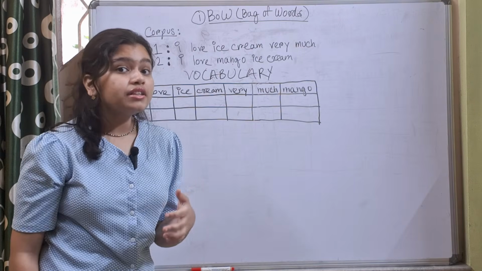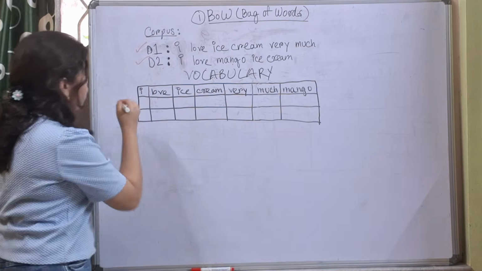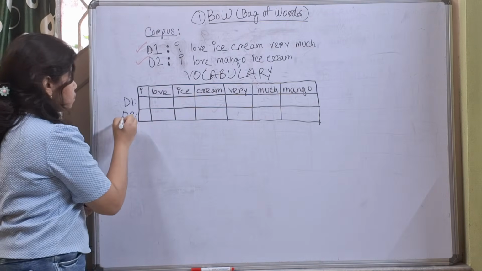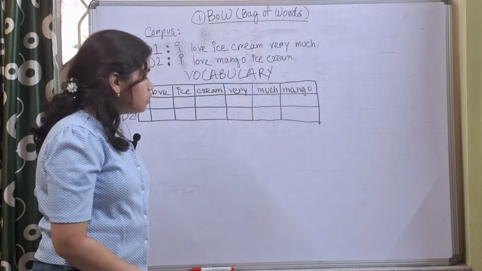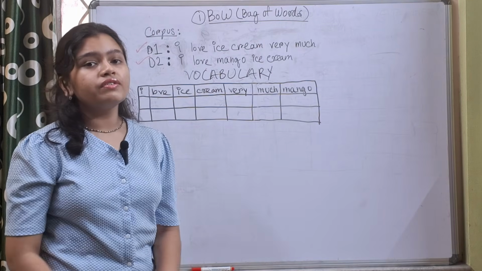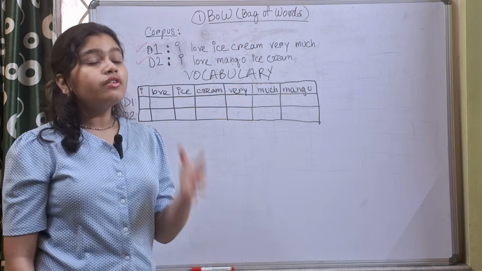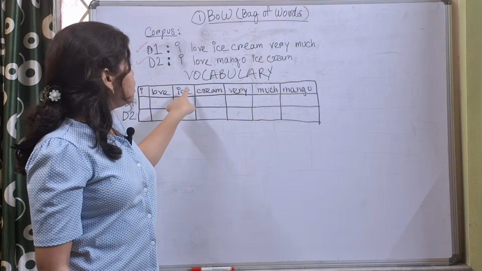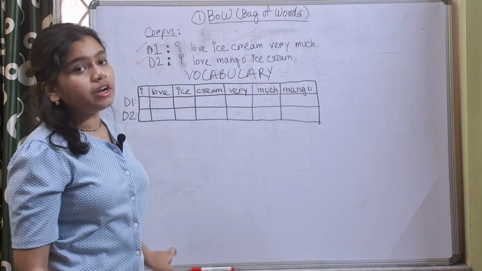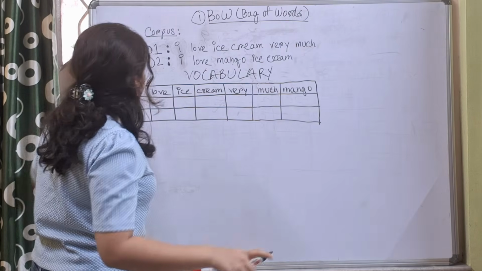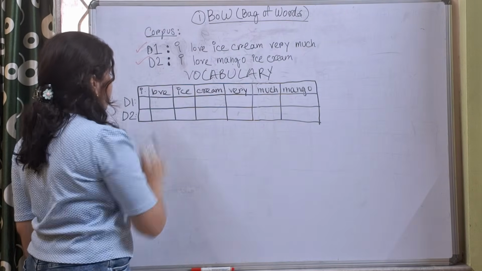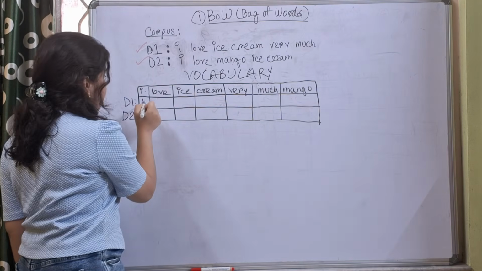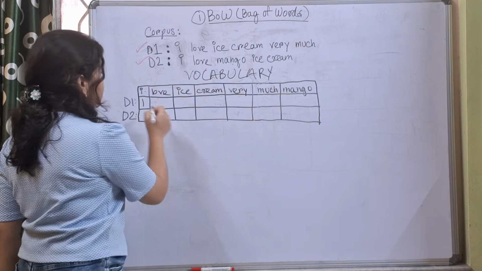Now it's time to find the frequency of these words in both document 1 and document 2. Frequency, I hope you all know, we have learnt it in mathematics when we were studying about graphs and all that. Frequency means the occurrence of the word. How many times does this word occur in document 1 and document 2? So if we talk about I, this word I occurs one time in document 1, so the frequency will be 1. Love occurs one time in document 1.